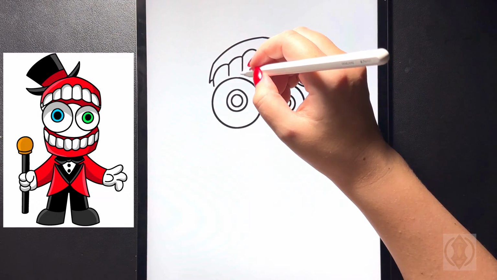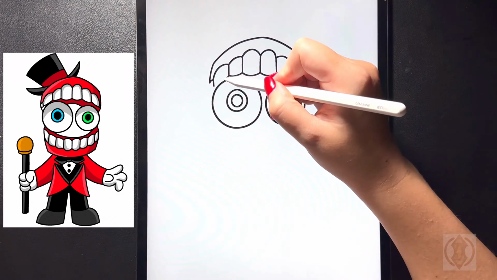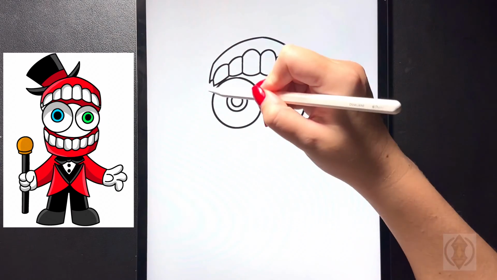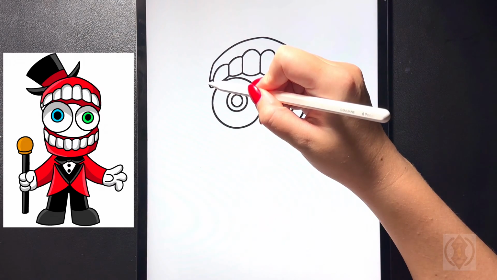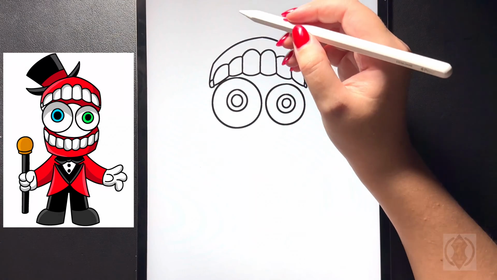We'll do the same thing as we come across. And then again. And then one last time, we're going to curve this out and then up. Now let's draw in our hat above.